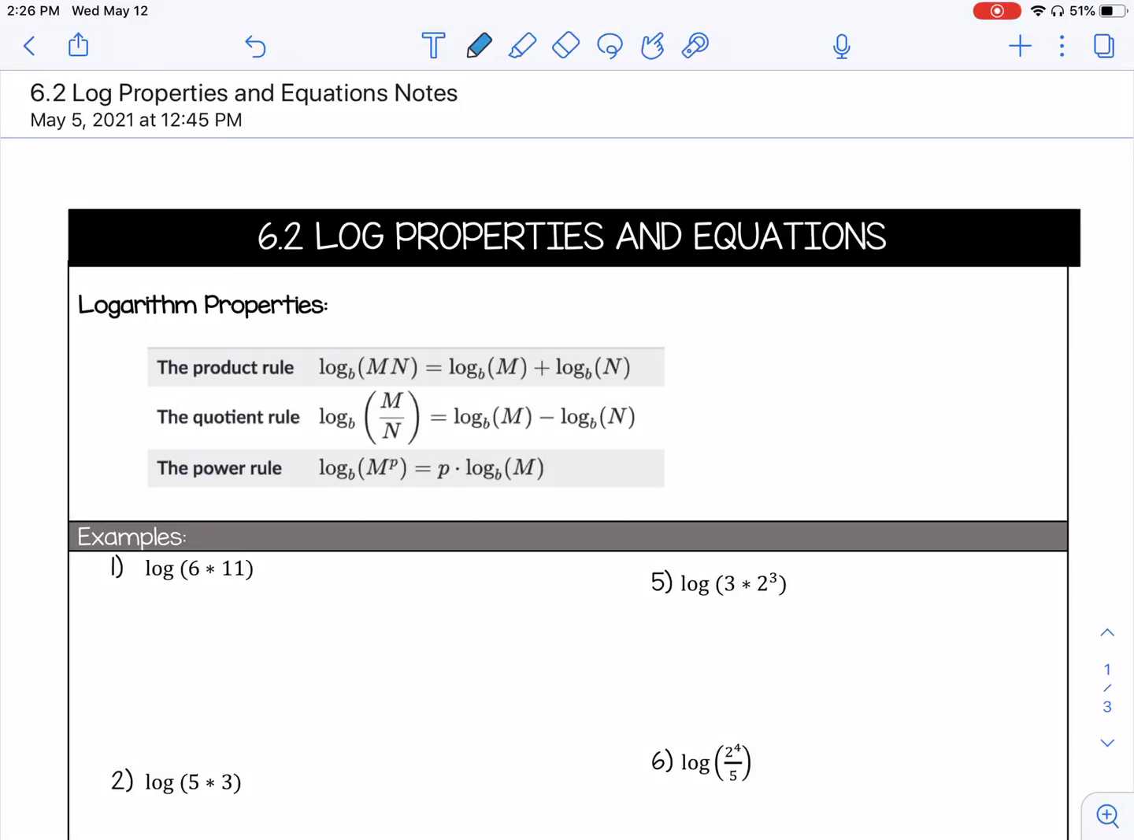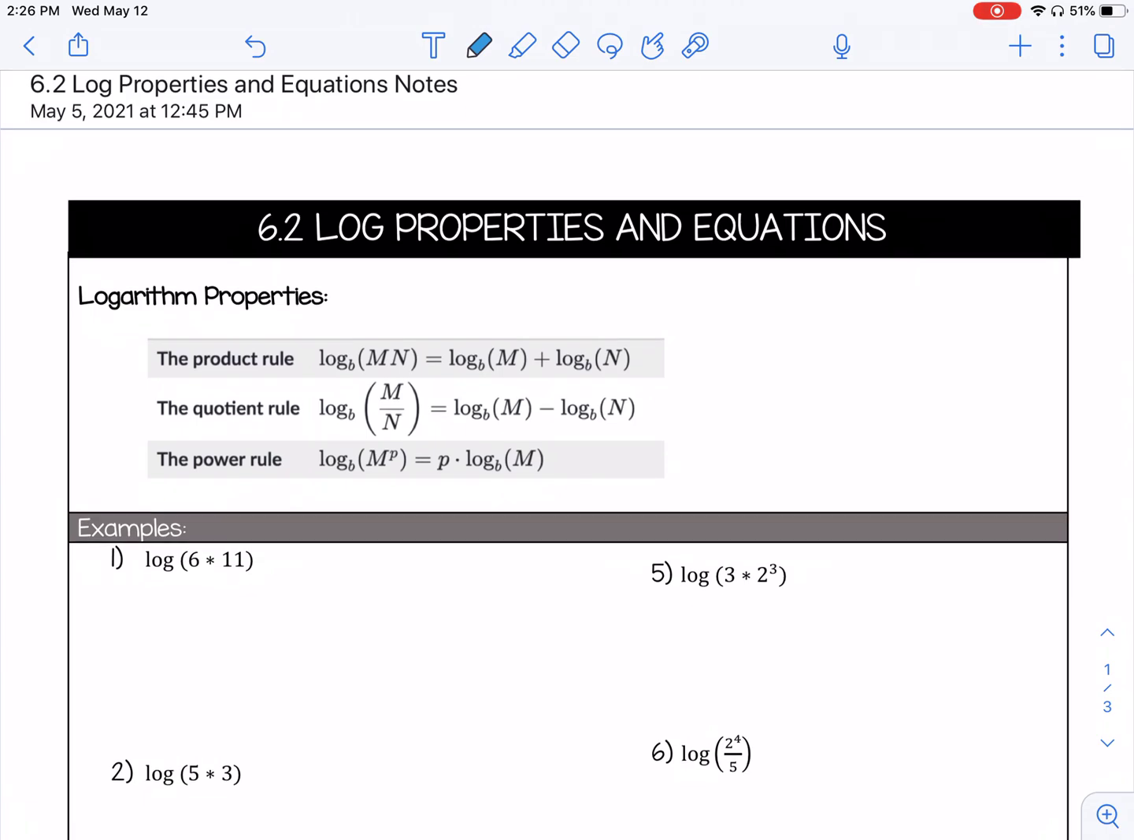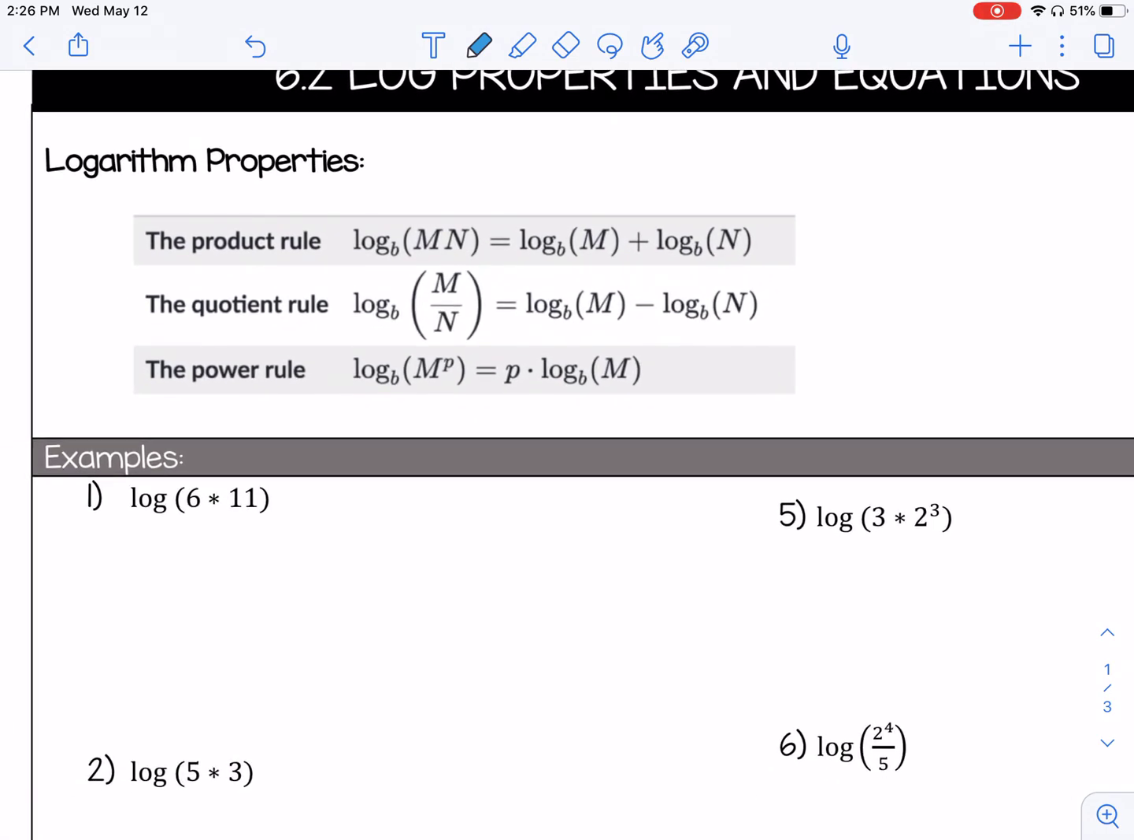Hey guys, here's your last video for this unit. We're going to be talking about log properties and equations. So there's these properties here, three of them. There's one called the product rule, there's one called the quotient rule, and there's one called the power rule. So we're just going to use these to rewrite some different expressions.